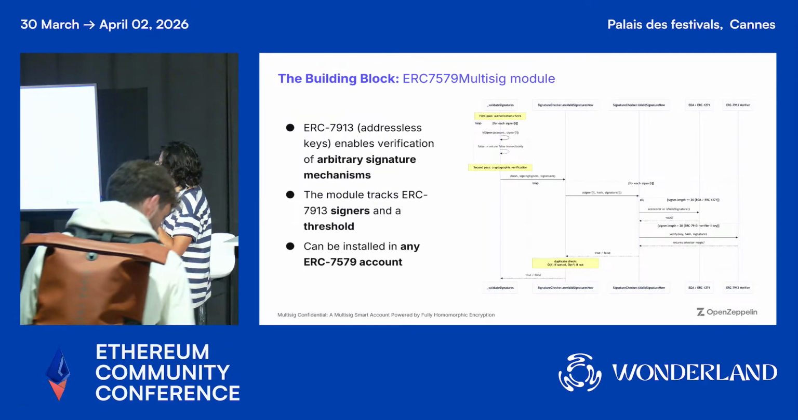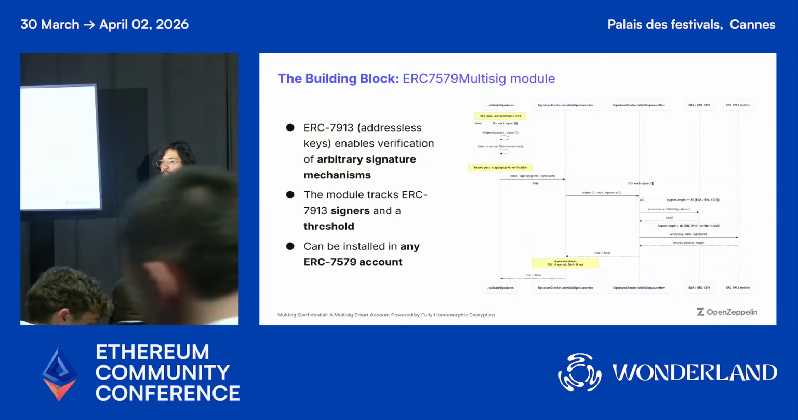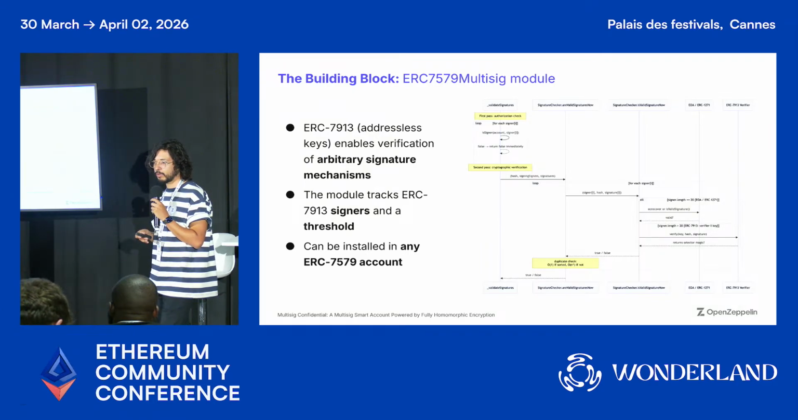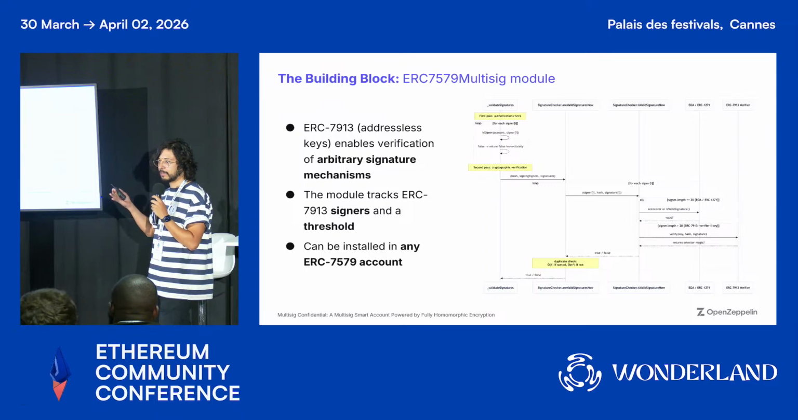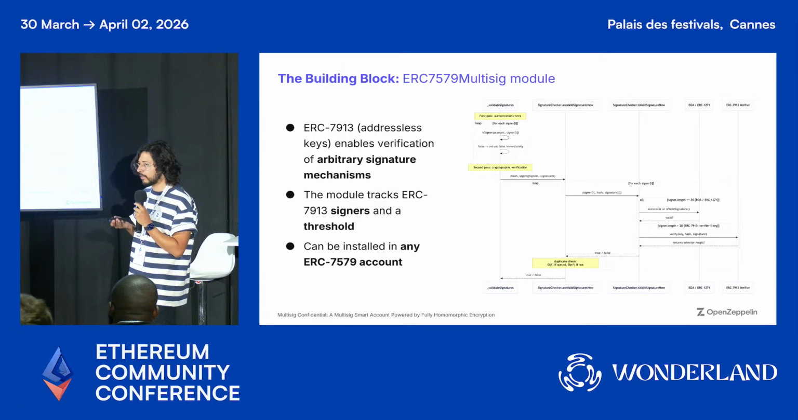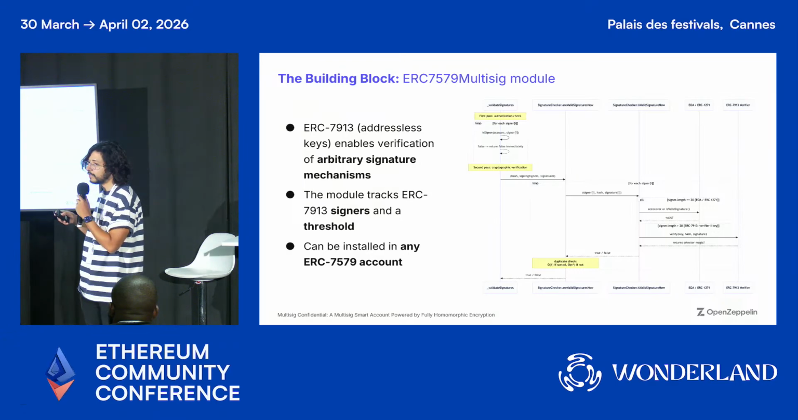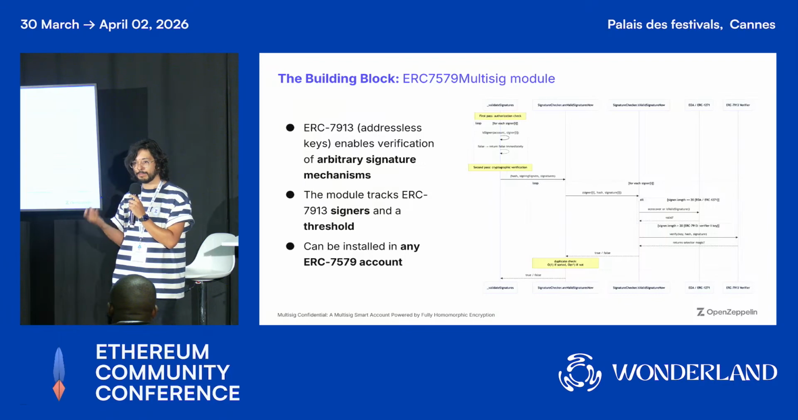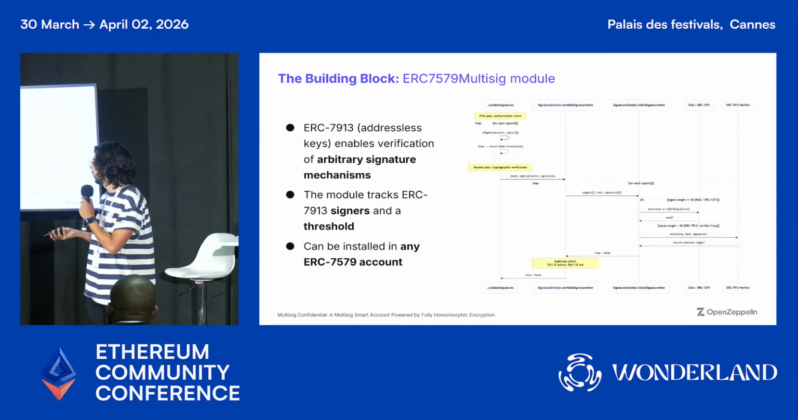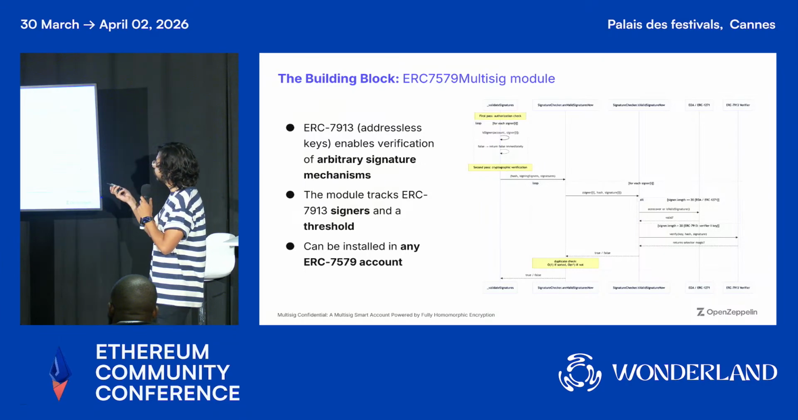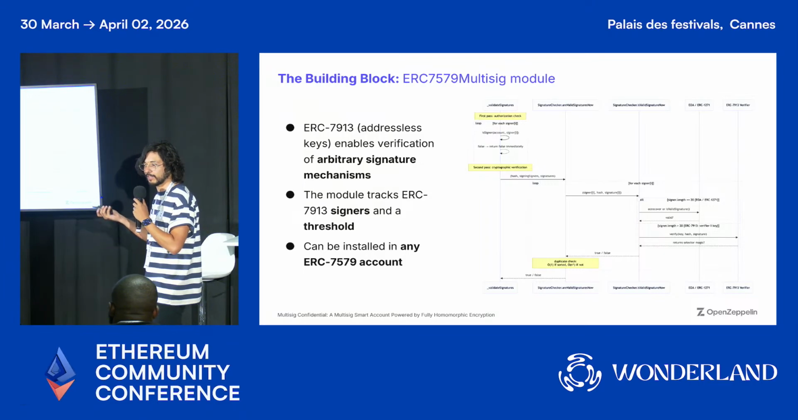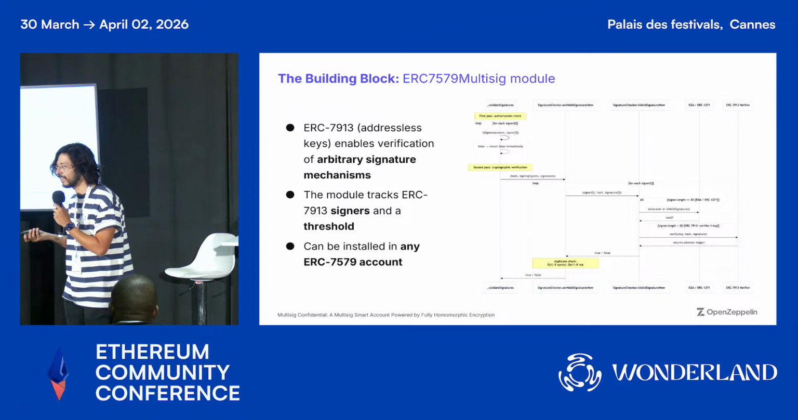A couple of things to note. Number one is that one of the challenges that we run into is that for a multisig, you usually need different types of keys, right? We didn't want to create an enum for this. We didn't want to be restricted to a single signature mechanism. So this is why we developed ERC 7913. This allows you to register keys in a way that combines a verifier contract with a public key, so you can basically plug in any validation mechanism that you would need. Second important thing is that this should be able to be installed in any 7579 account. So that's the purpose and the idea behind the standardization.